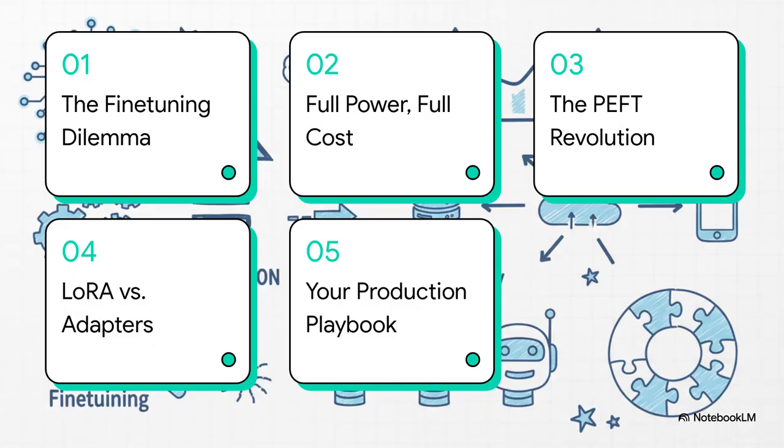Okay, so here's the plan. We're going to start with the fundamental problem, the fine-tuning dilemma. Then we'll look at the old-school brute force way of doing things. After that, we dive into the revolution that is PEFT, which is changing everything. We'll compare the two big players, LoRA and adapters, and then wrap it all up by building your production playbook.